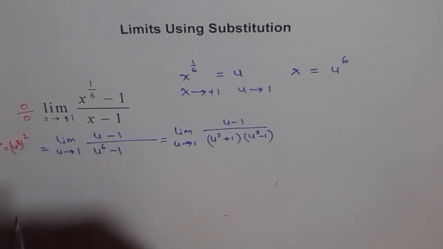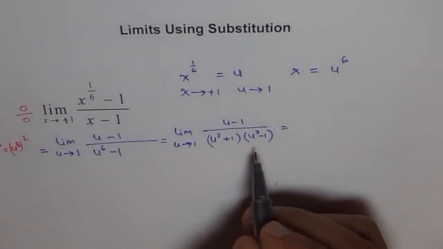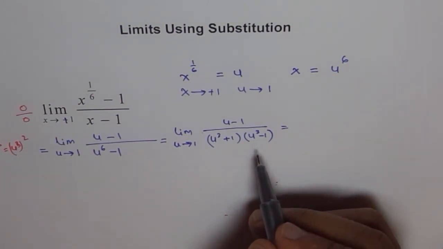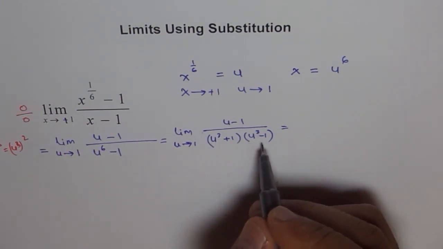Do you see that? So it becomes a difference of squares, right? So we just cube squared. Now we can further expand these terms, right? So now the denominator, u cube plus 1 and u cube minus 1.